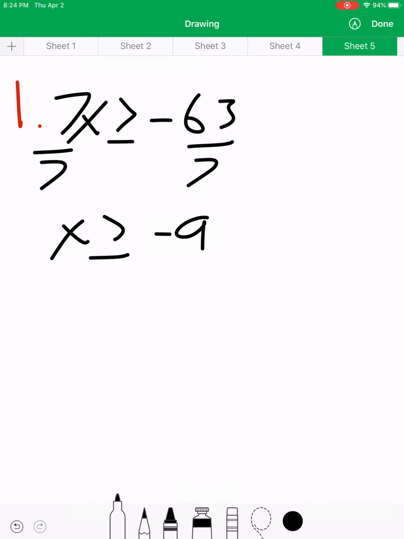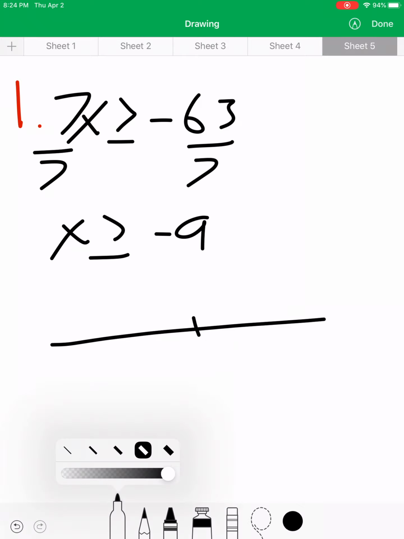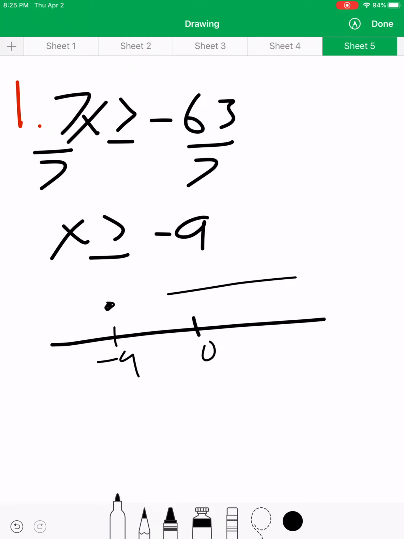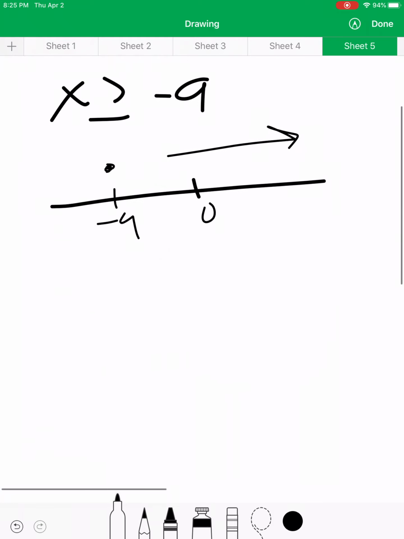So that's the solution. Then you have to graph it. The graph is what I'm interested in. On your graph, always show me 0. Actually, let's make it like that. I need to see 0, and I need to see the solution. All right. This has a dash underneath of it. Because it has a dash underneath the inequality, it's a closed dot. X is greater than or equal to negative 9. Numbers that are greater than negative 9 are to the right of negative 9 on the number line. So that's how you do it.